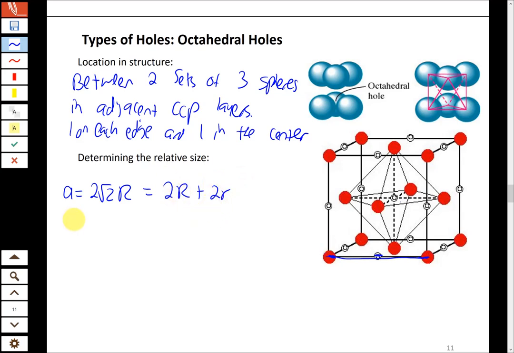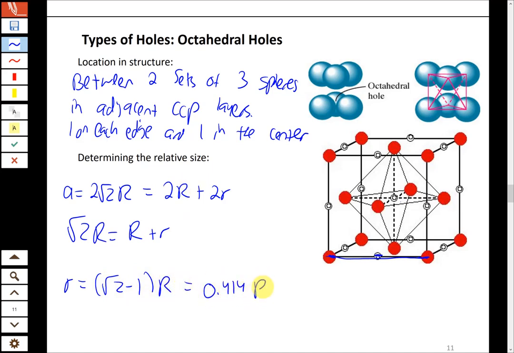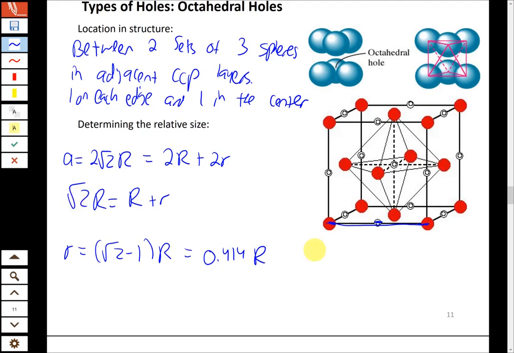And so again, we just have to solve for the relative values of those. So radical 2 times capital R is equal to big R plus little r. And again, what we're going to do is solve for small r, which is going to be radical 2 minus 1 times capital R, which comes out to 0.414 R. All right, so the octahedral hole is larger than the tetrahedral hole.